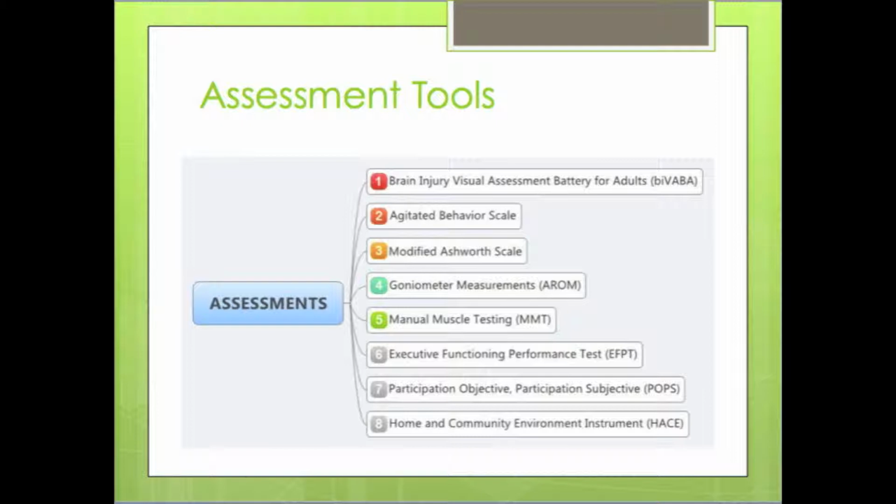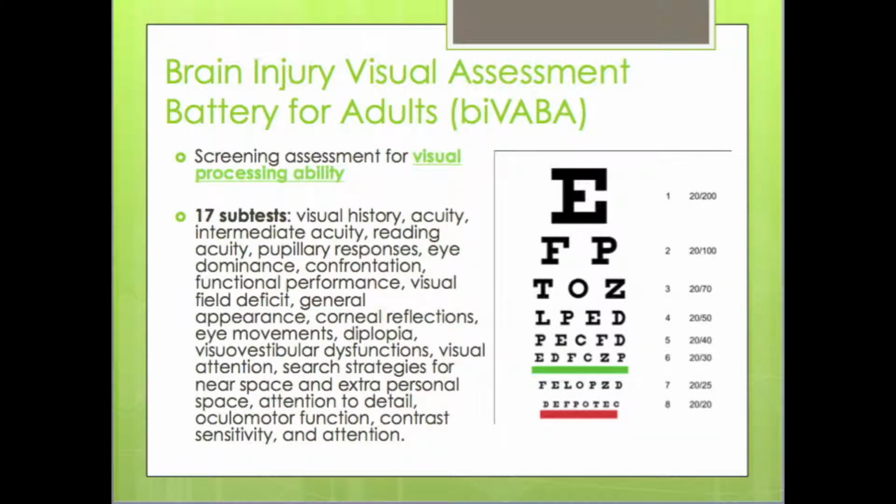We're going to be doing the Executive Functioning Performance Test, and that will measure her cognition and her performance of IADL. We're going to be using Participation Objective, Participation Subjective, just to measure her social participation. And we'll be using the Home and Community Environment Instrument to measure her home environment and how she's engaging in her home for safety. The Brain Injury Visual Assessment Battery for Adults is a screening assessment for visual processing abilities.